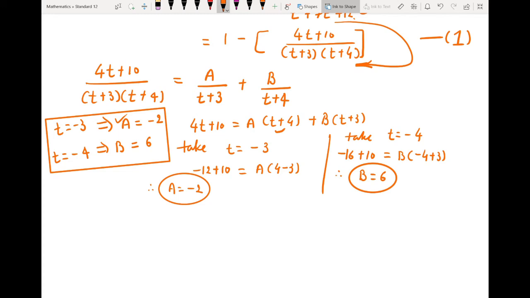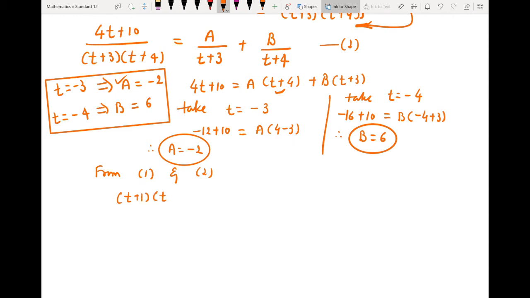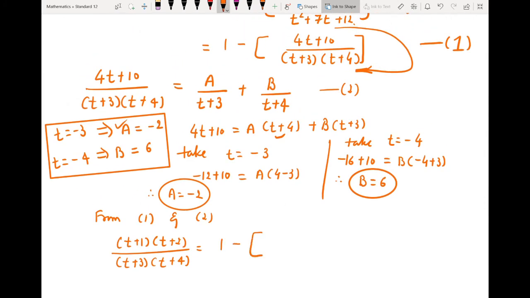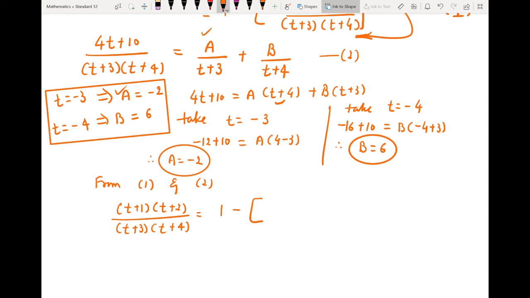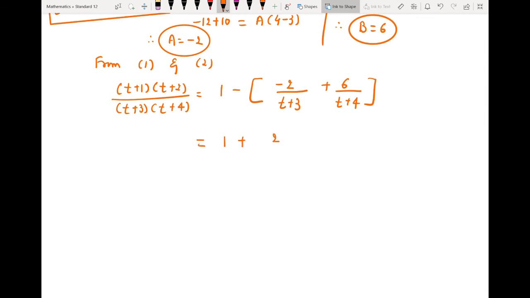So substituting in 1, from 1 and 2, t plus 1, t plus 2 upon t plus 3, t plus 4 equal to 1 minus 4t plus 10, a it is minus 2 upon t plus 3, b is 6 upon t plus 4, and when we simplify, 1 plus 2 upon t plus 3 minus 6 upon t plus 4.